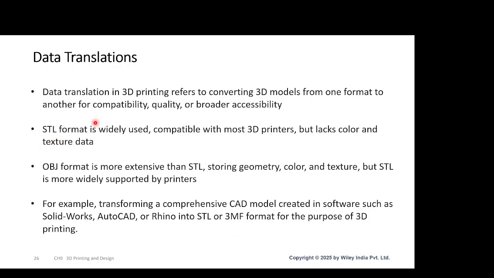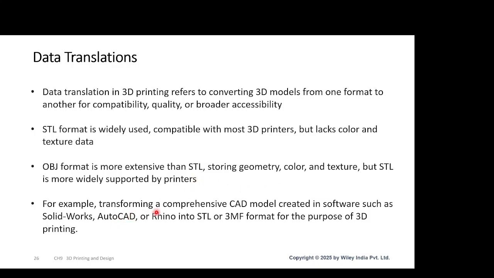We know that STL format is widely used, as it is compatible with most 3D printers, but it lacks color and texture. So you always have to make compromises. So the problem with STL format is it lacks color and texture data. OBJ format is more extensive than STL, storing geometry, color, and texture. But still, STL is widely used.